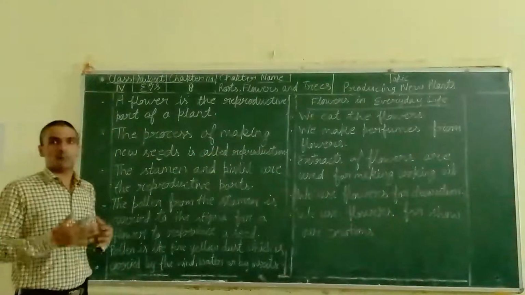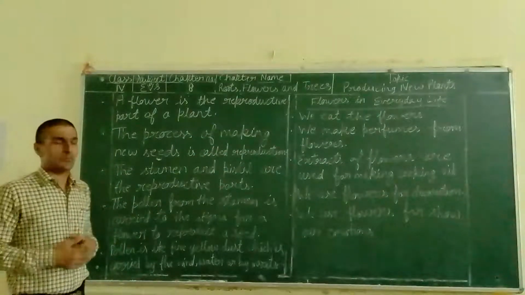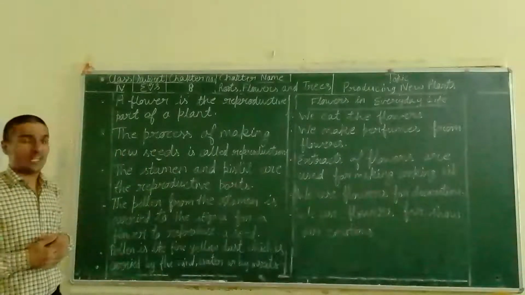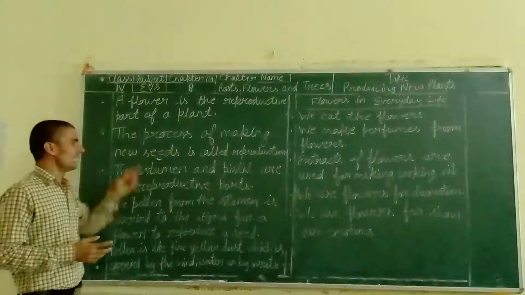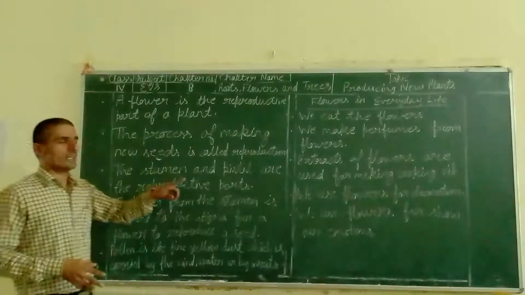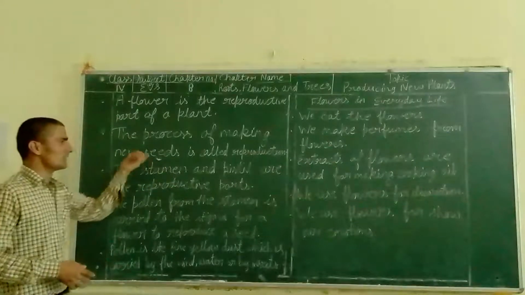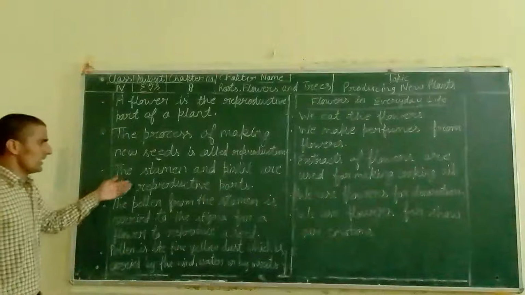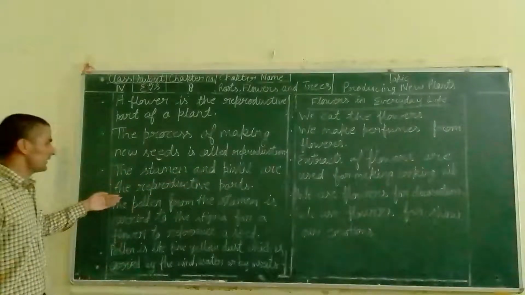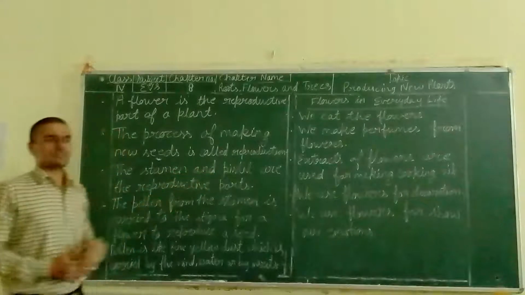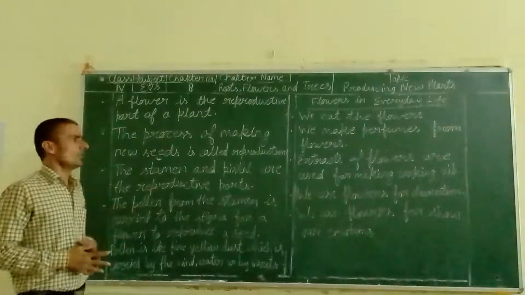The process, the method by which plants, with the help of flowers, grow seeds, and with the help of these seeds the new plant grows. So the method by which the flower grows the new seed is reproduction. The stamen and pistil are the reproductive parts. Stamen and pistil both are the reproductive parts of a plant.